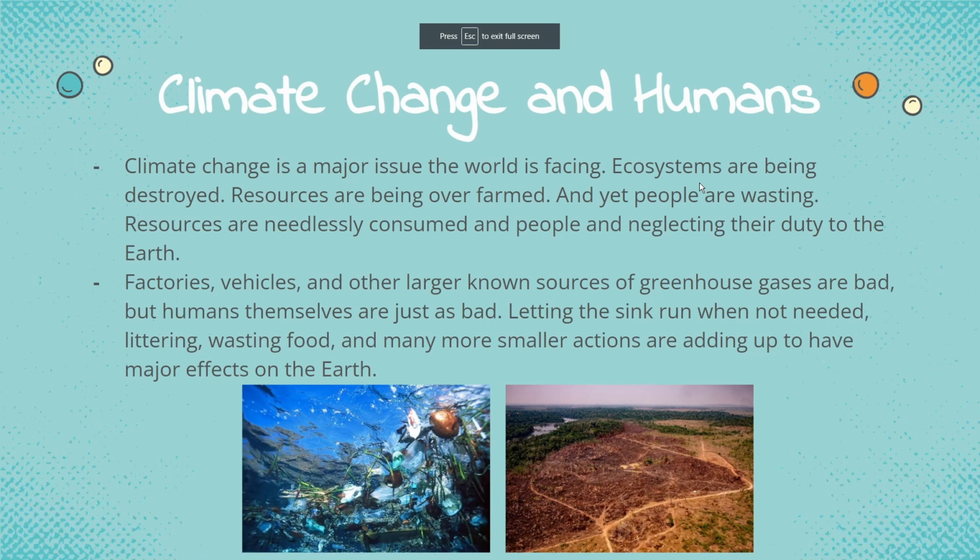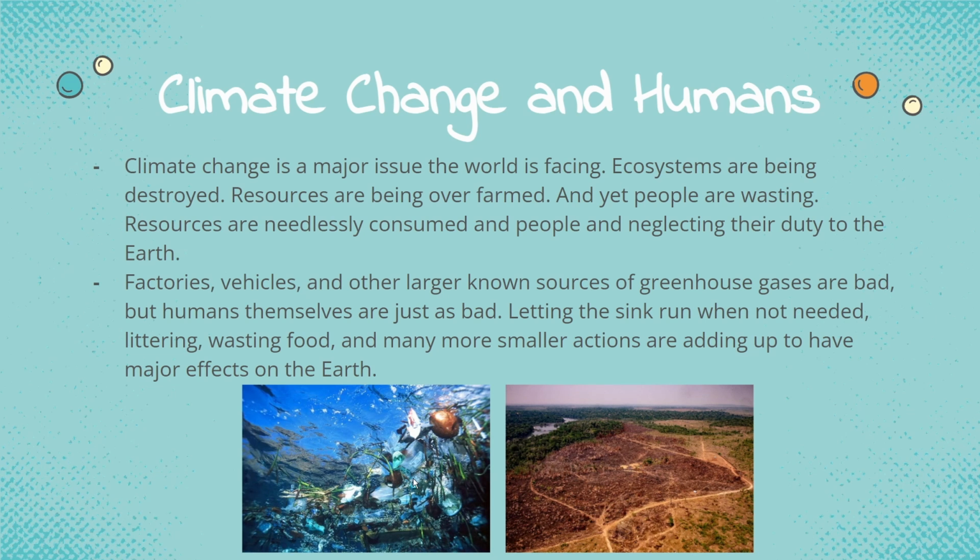Climate change is a major issue for humans in the world. The world is being destroyed. Climate change is a major issue because ecosystems are being destroyed, resources are being overfarmed, overcollected, and people are wasting. Resources are being needlessly consumed, and people are neglecting their duty to the earth. For instance, look at this picture here.